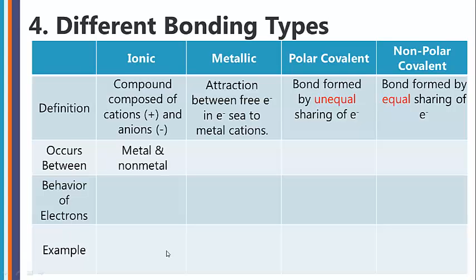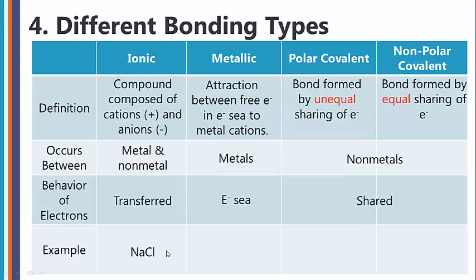Ionic compounds generally occur between metals and nonmetals. You could also have polyatomic ions. Metallic bonds obviously occur between metals, and covalent bonds are formed between nonmetals. In an ionic compound, one atom is going to give up one or more electrons to the other, which receives them, so they're transferred. In metallic bonds, those electrons are all being shared in the electron sea. And in polar covalent and nonpolar covalent, they're being shared, just equally or unequally.